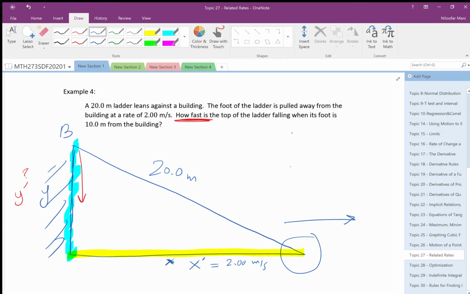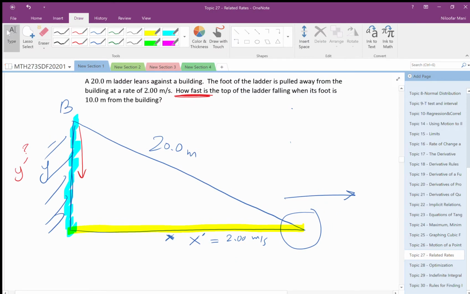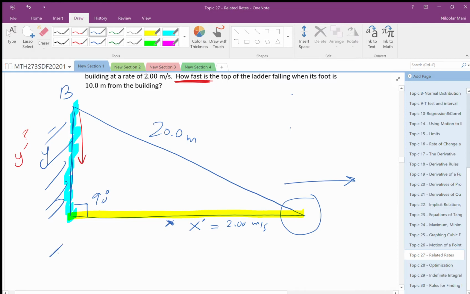Let me just close the door. What is my equation here? Based on the Pythagorean theorem, when I have a 90 degree angle here, I should write x squared plus y squared equals 400. Why? Because it's 20 squared. So either the equation is given to me or I have to find it. I found it here. Perfect.